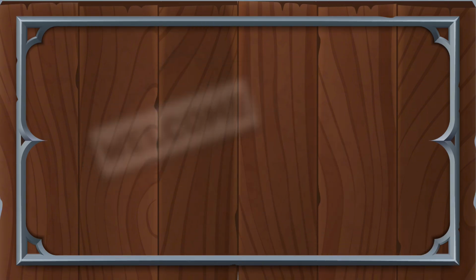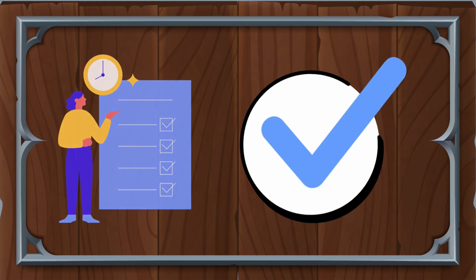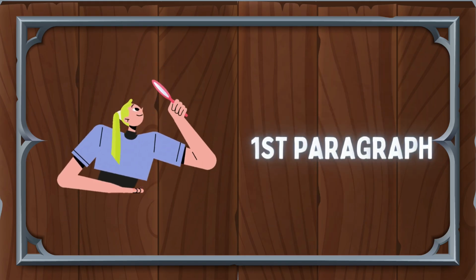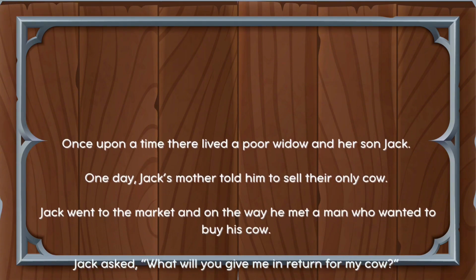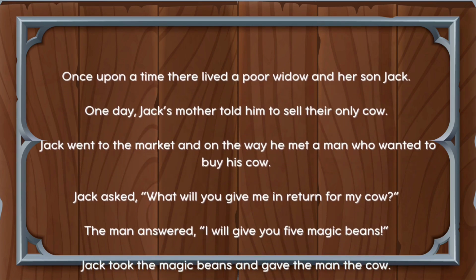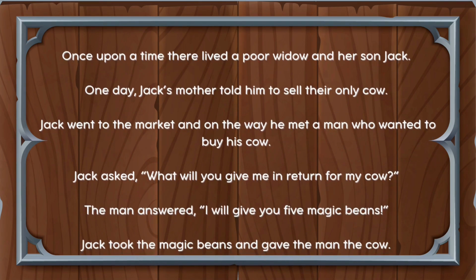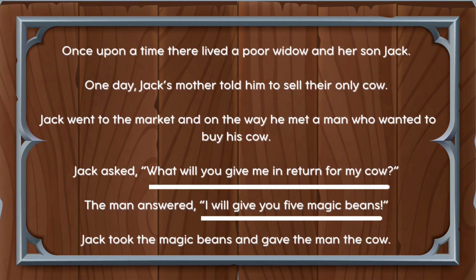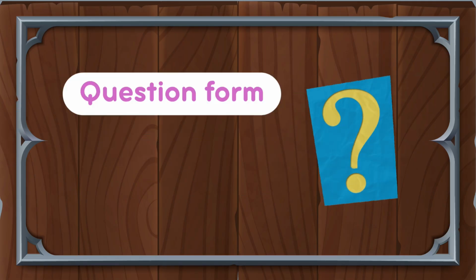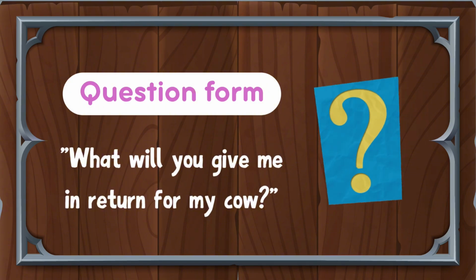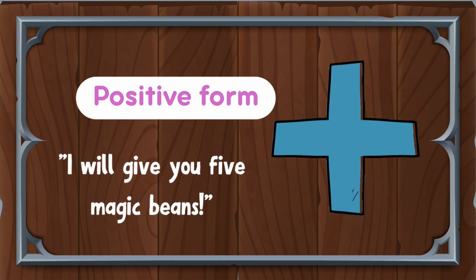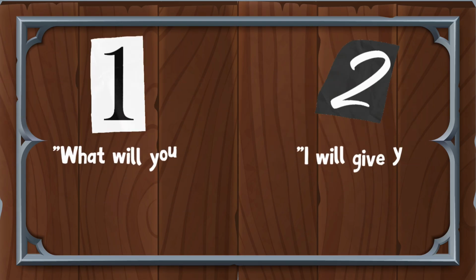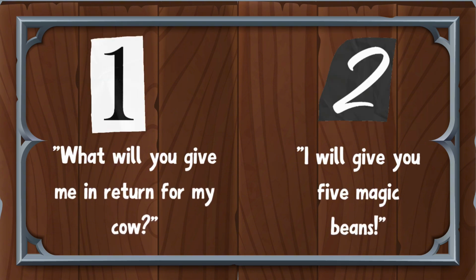Alright, welcome back. Have you finished your worksheet? Let's check your answers together. First, look at this part of the first paragraph. Do you see any sentences with will here? Yes, correct. We have two sentences. The first sentence is a will sentence in a question form. What will you give me in return for my cow? The second sentence is a will sentence in a positive form. I will give you 5 magic beans. Did you get it correctly? Good. Now let's move on to the next part.